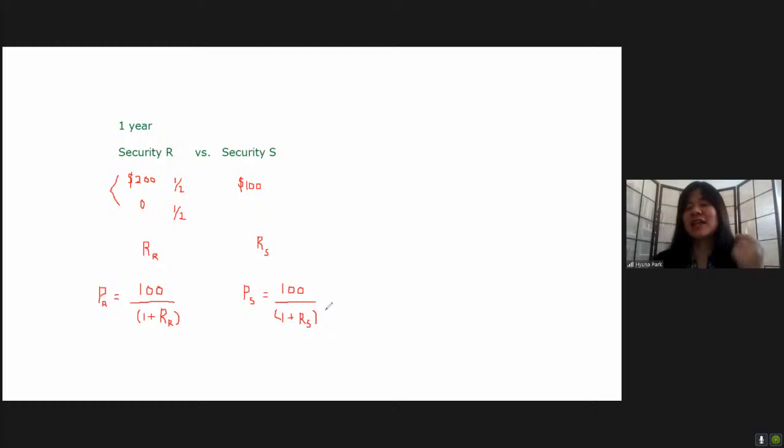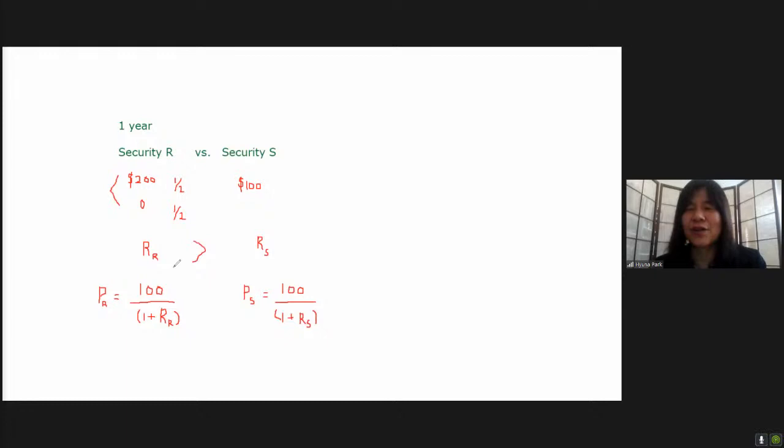The expected cash flows are both $100. If you purchase security S, you're going to receive $100. But if you purchase security R, it can be either 200 or nothing, zero. So which one is more risky? Security R is more risky. So investors will apply a higher discount rate because of the risk premium. So required return will be higher.